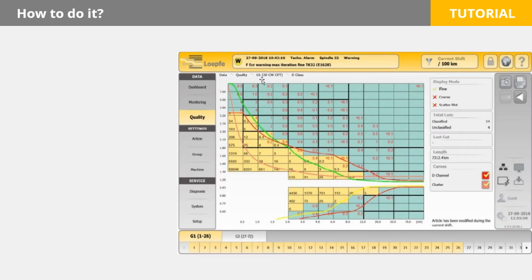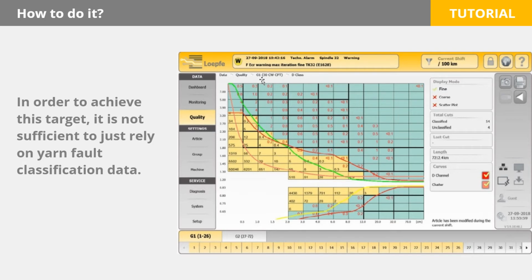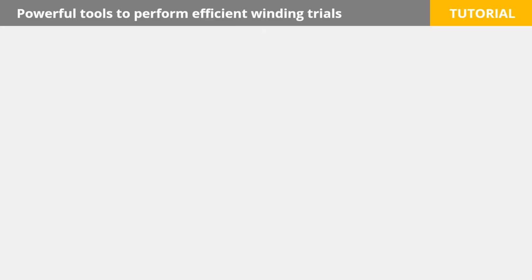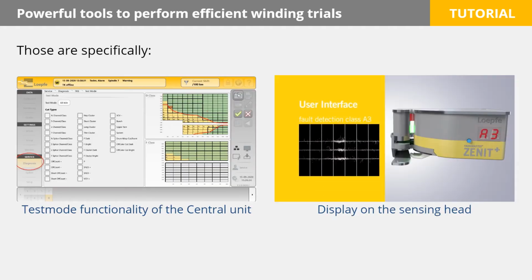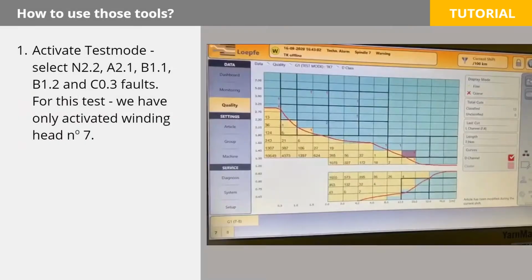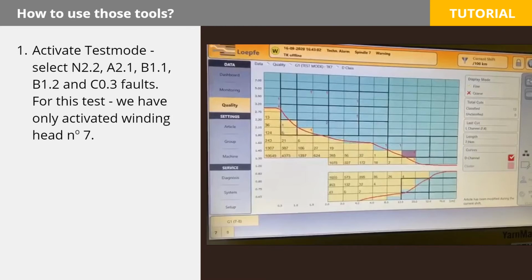How to do it? In order to achieve this target, it is not sufficient to just rely on yarn fault classification data. Powerful tools to perform efficient winding trials are, specifically, the test mode functionality of the central unit and the display on the sensing head. How to use those tools?